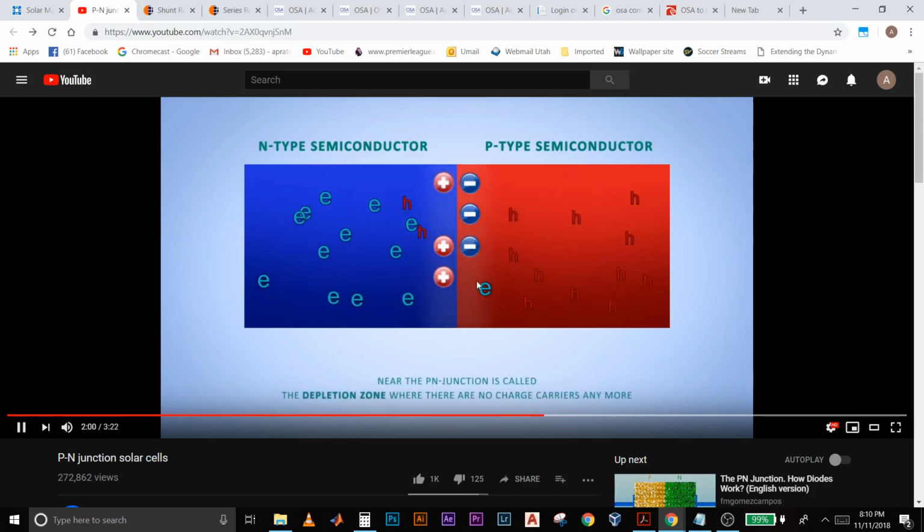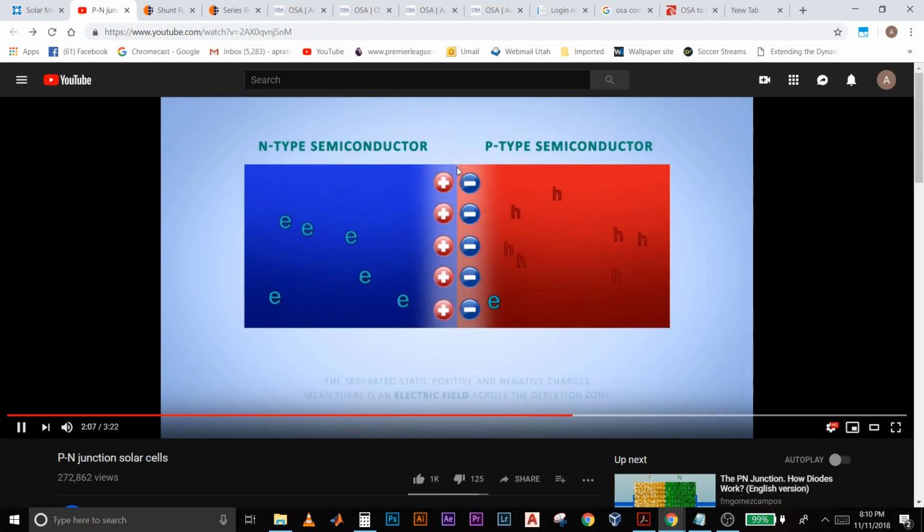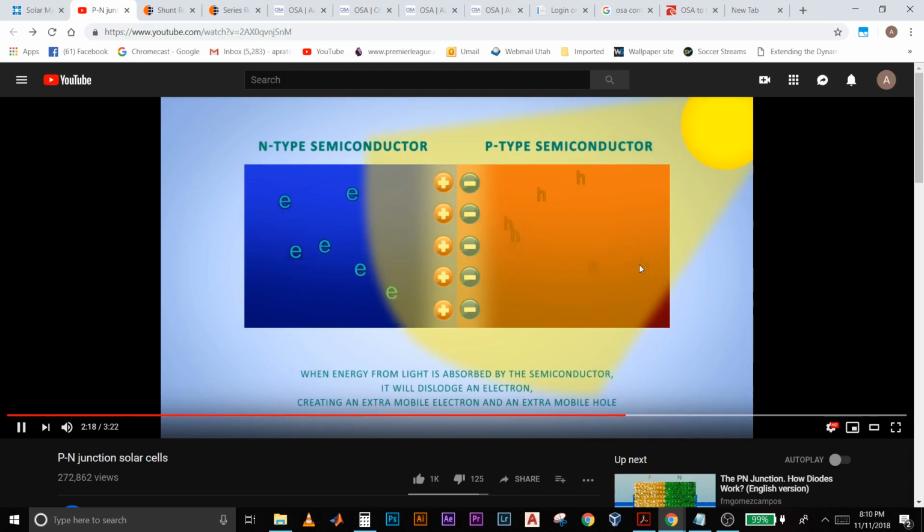This can continue happening, and what we are left with is a region of depleted charges across the junction, and this region is called a depletion zone. You see, the separate static positive and negative charges mean that there is an electric field across the depletion zone, which is determined by the positive charges on the N side and negative charges on the P-type semiconductor.